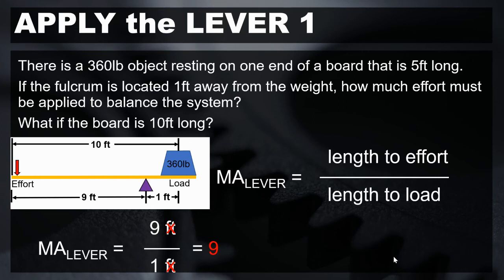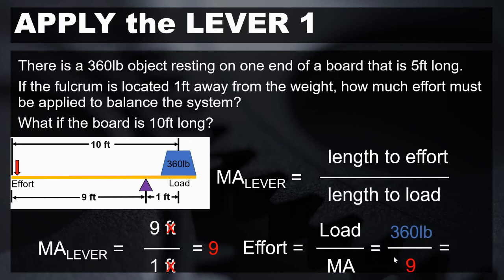We plug this known variable with our load into the effort equation. So we have 360 pounds divided by a mechanical advantage of 9, and this gives us an effort of only 40 pounds. By doubling the length of the board, we increase our mechanical advantage by more than twice as much in this particular equation. This is why a lever is so good at providing mechanical advantage.